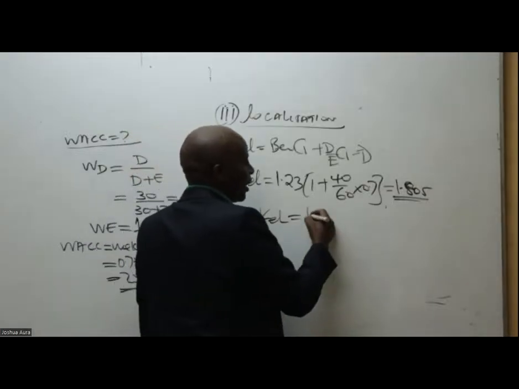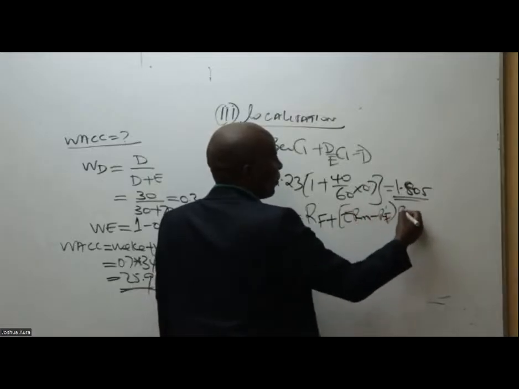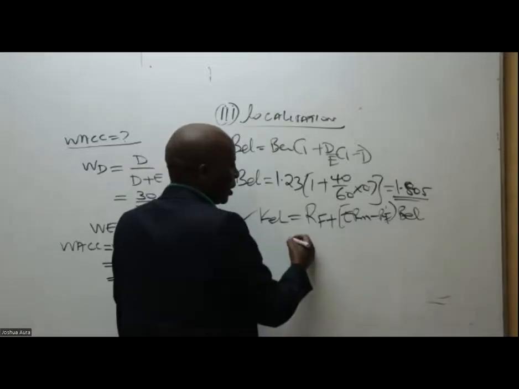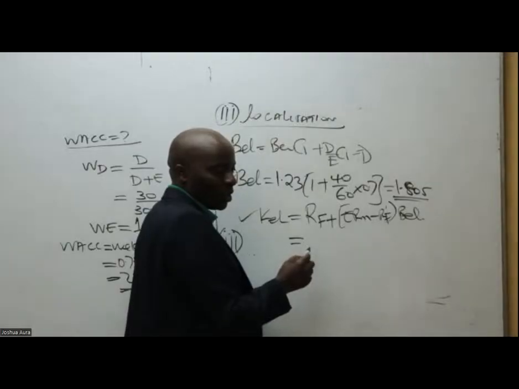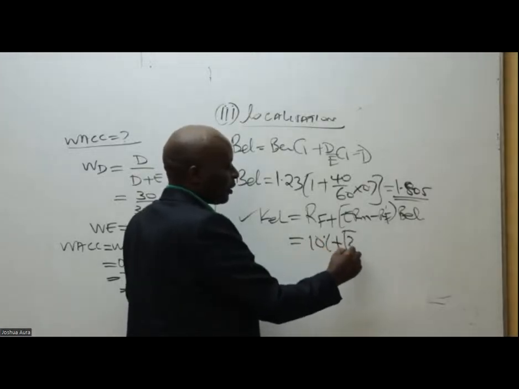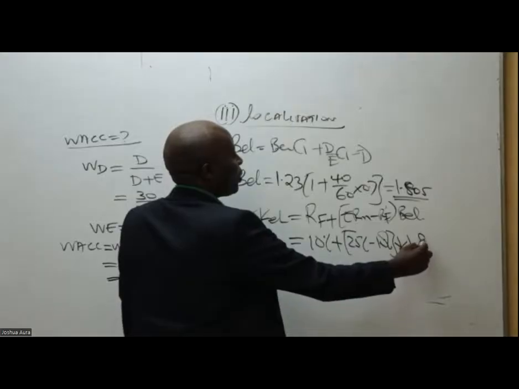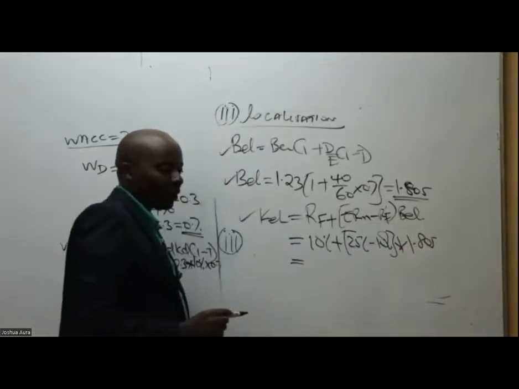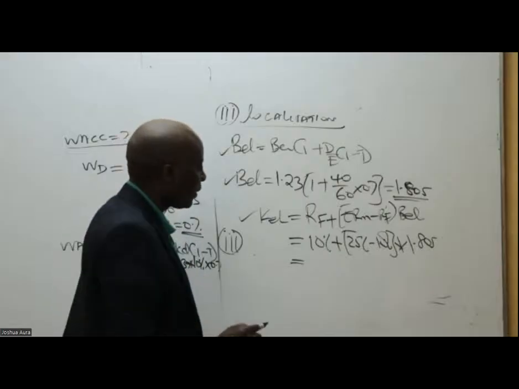So CAL, I'm using CAPM. It is risk-free plus returns of the market minus risk-free multiplied by the BEL of the organization. So the risk-free, are you able to see the risk-free? Risk-free is what percentage? Risk-free, 10. Market returns, if my memory serves me well, was 25 minus 10 multiplied by the BEL that we have here, which is 1.805. So at the end of the day, what are we getting as our CAL? 37%.